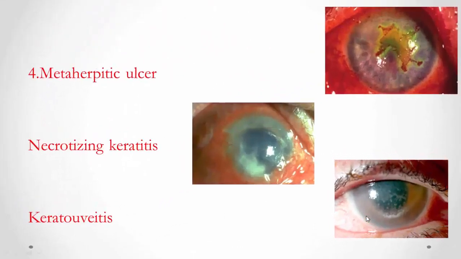If this ulcer is very large and severe, it forms what is called a metaherpetic ulcer. In severe cases with severe immune reaction against the virus, necrosis of the corneal tissue can occur, leading to what is called necrotizing keratitis. Also, the viral ulcer can be associated with uveitic action, or inflammation of the uveal tract, and here it is called keratouveitis, in which we can see a corneal affection with anterior uveitis, keratic precipitates, and anterior chamber reaction.